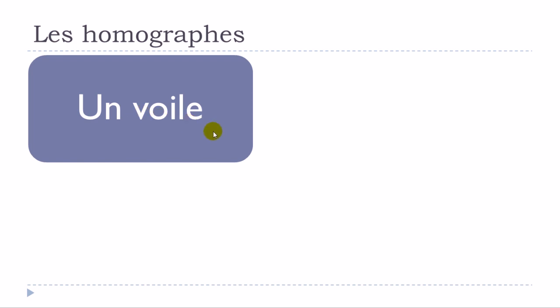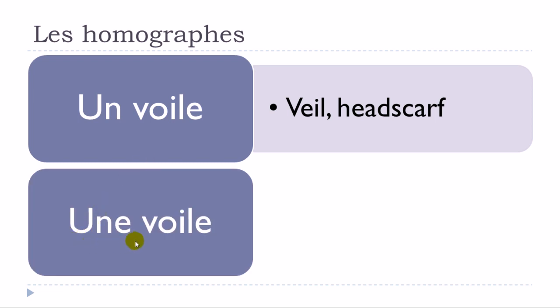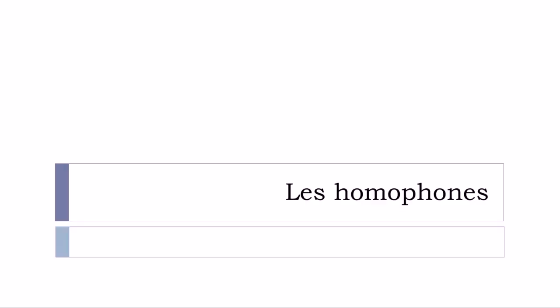Un voile, une voile, and here with the sail, we're talking about the part of the sailing boat. Is homophone, so it's actually quite interesting in that lesson. So we'll talk about words that you will write differently, but then phonetically you will pronounce them the same way, and of course they will have different meanings.